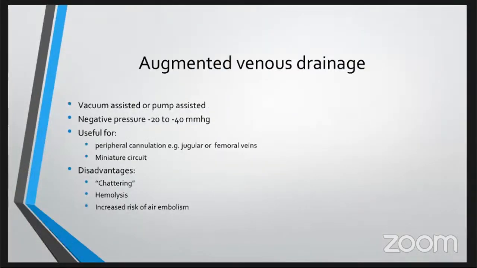We can also use augmented venous drainage by vacuum-assisted or pump-assisted pressure, usually negative pressure of minus 20 to 40 millimeters of mercury. It's useful for peripheral cannulation, in case of jugular or femoral veins, or a miniature circuit or mini circuit. Disadvantages: it precipitates line chattering and hemolysis, and it increases the risk of air embolism, especially with higher pressure.